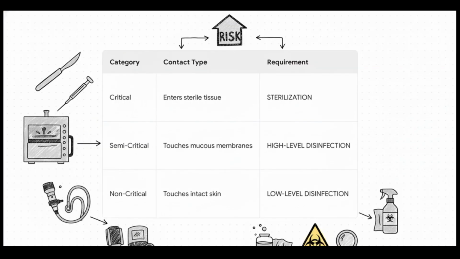What's so great about this system is how simple and logical it is. It all comes down to risk. Just look at the table. If an item is critical, like a surgical instrument that's going to enter sterile body tissue, it must be sterilized, period. If it's semi-critical, meaning it touches mucous membranes like an endoscope does, then it needs high-level disinfection. And for non-critical stuff that only touches intact skin, like a blood pressure cuff, low-level disinfection is perfectly fine. See? The process always matches the risk.